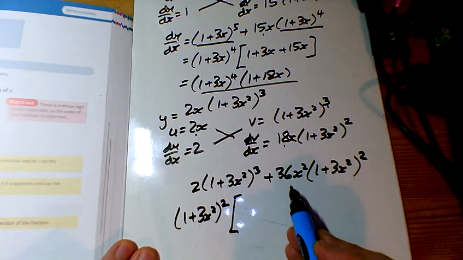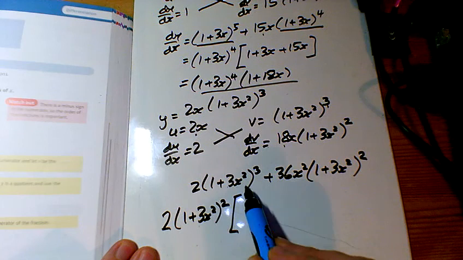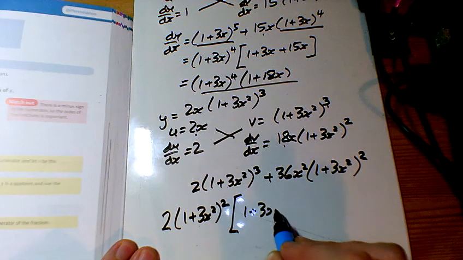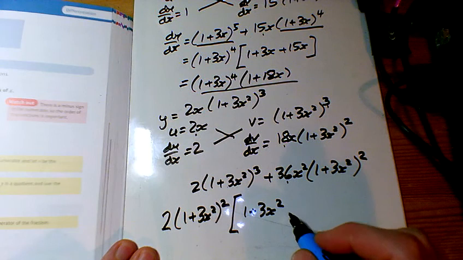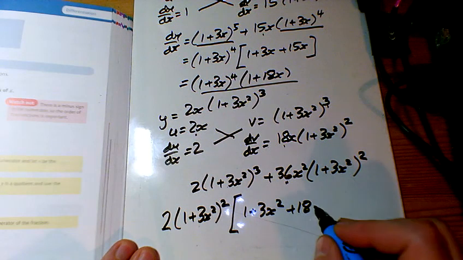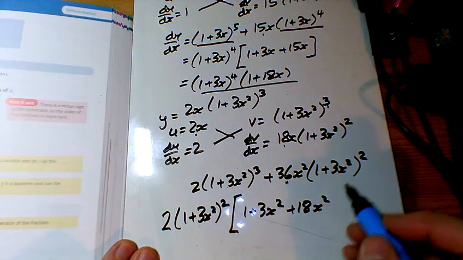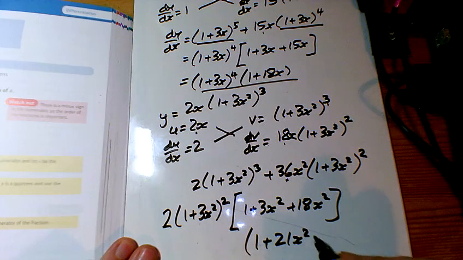I suppose we could take out a factor of 2 as well. Should we take a 2 out to save all of this? What's left here is the other 1 plus 3x squared. What's left here? I've taken out a 2, haven't I? So taking out a 2 of that leaves me 18, and I've got the x squared there as well. I've got all of that bit there. Last bit, I'll just tidy that to be 1 plus 21x squared for that bit there, and the rest of it's the same.